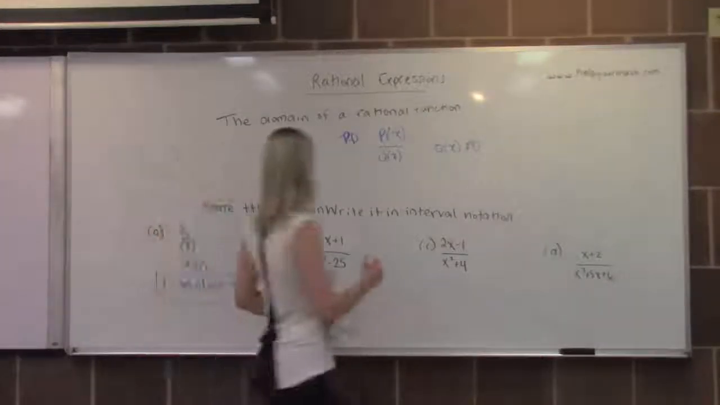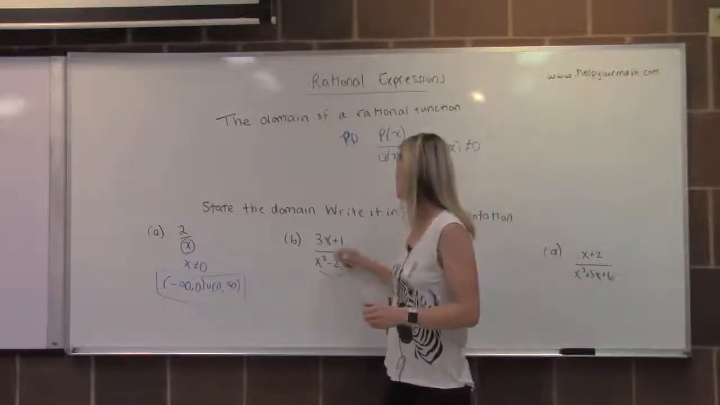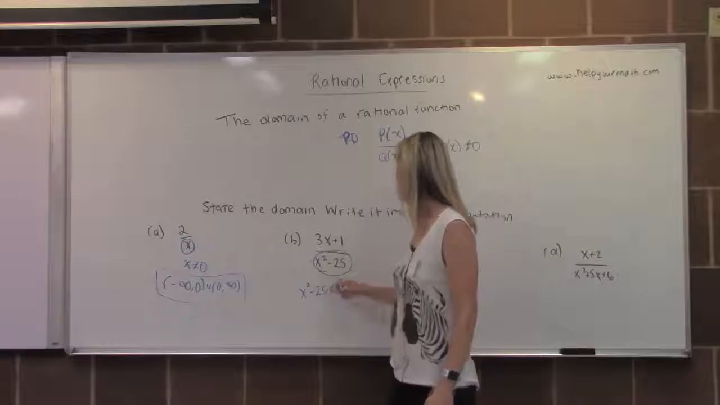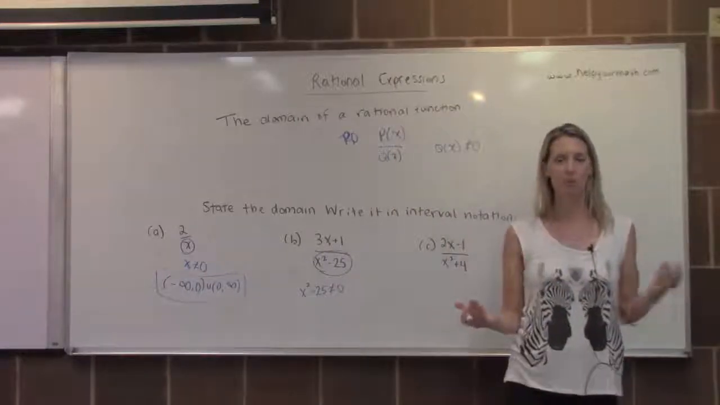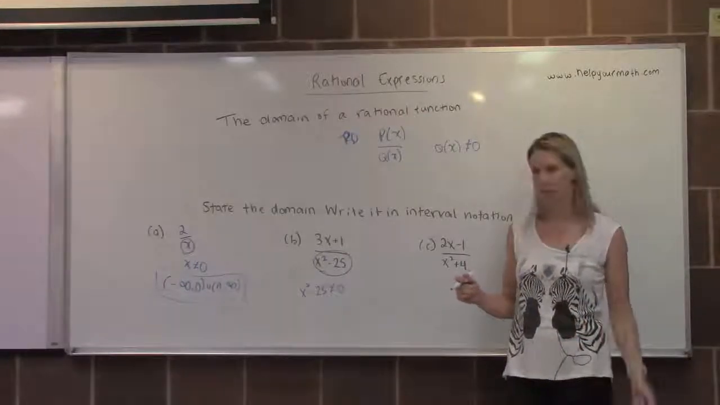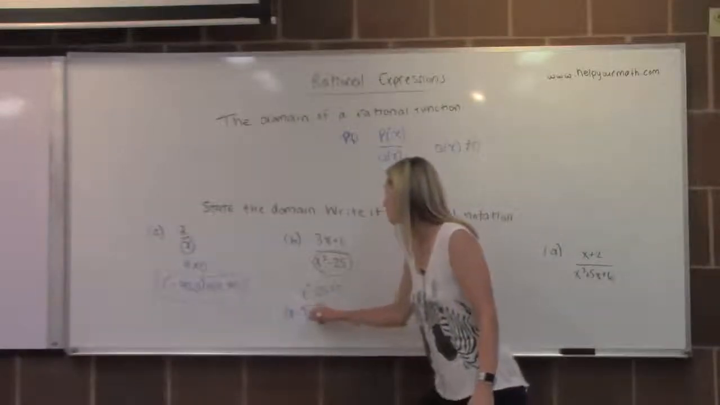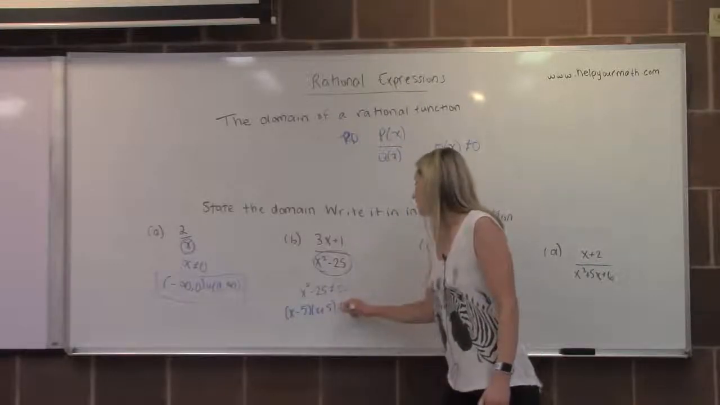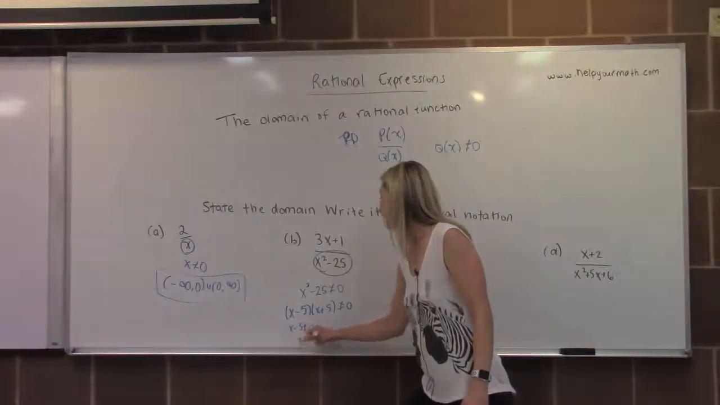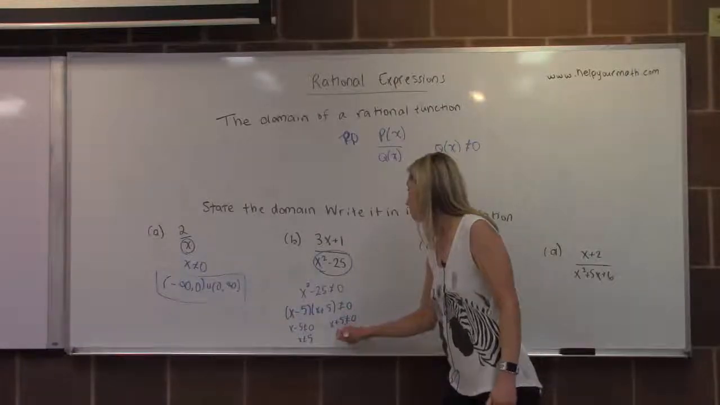Letter B, we have 3x plus 1 over x squared minus 25. Again, the restriction on the domain is when the denominator is equal to 0. So x squared minus 25 cannot equal 0. Now we want to figure out what's going to create those zeros. Since x squared minus 25 is a difference of squares, we can factor it into x minus 5 times x plus 5. Then x minus 5 can't equal 0, in which case x can't equal 5, and x plus 5 can't equal 0, in which case x can't be negative 5.